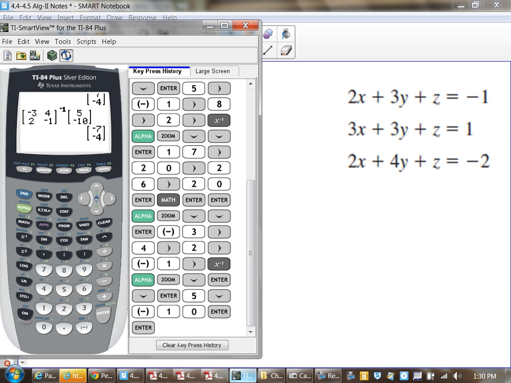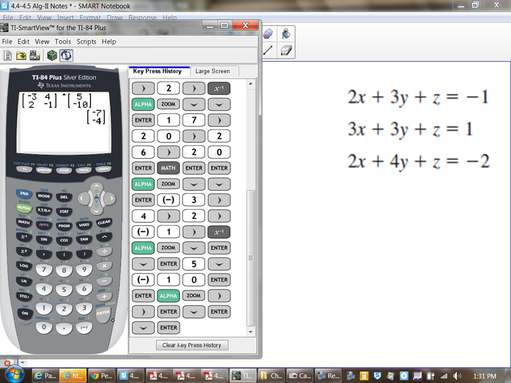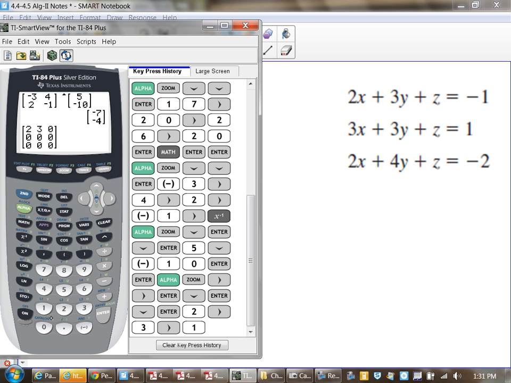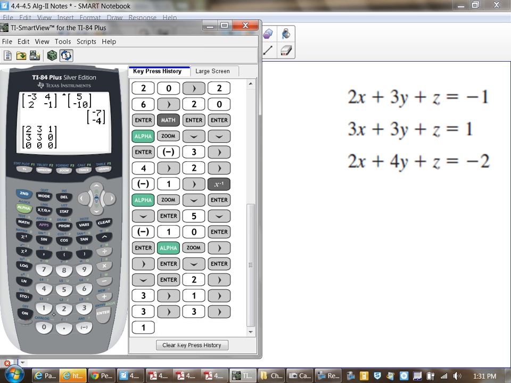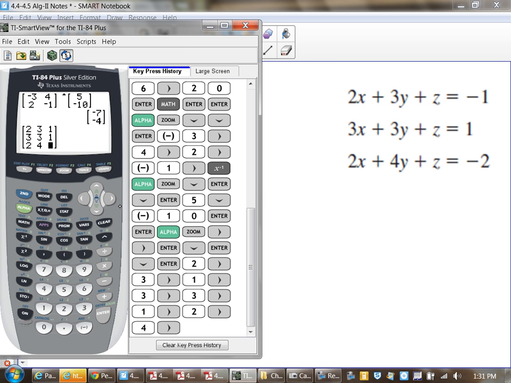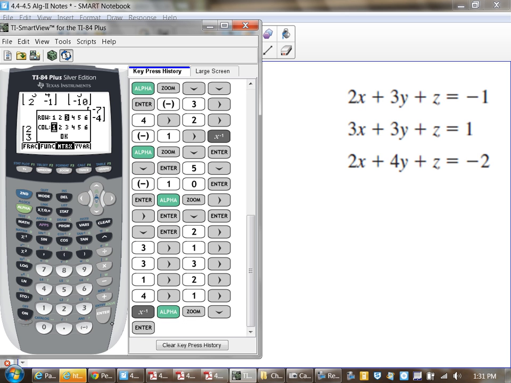So we type this in, alpha zoom. I have to start with a 3x3. So we have 2, 3, 1, 3, 3, 1. Alpha Y alpha zoom 3x1.